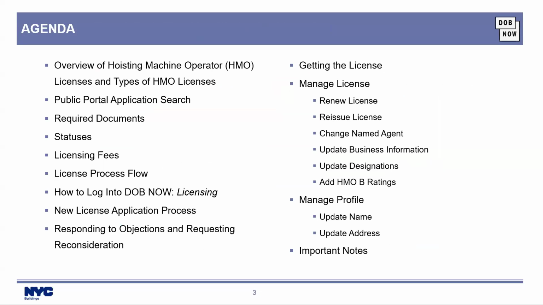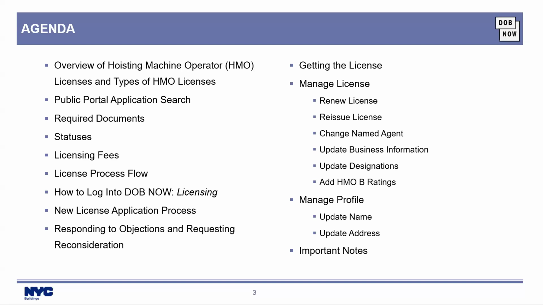Here's what we're going to cover in today's training. We're going to start with an overview of the hoisting machine operator licenses and the different types of them. And then we're going to cover a new feature on the public portal, which is the public portal application search. We're going to briefly touch on required documents, statuses, licensing fees, and then I'll talk about the license process flow, how your license requests are going to be processed internally within DOB.